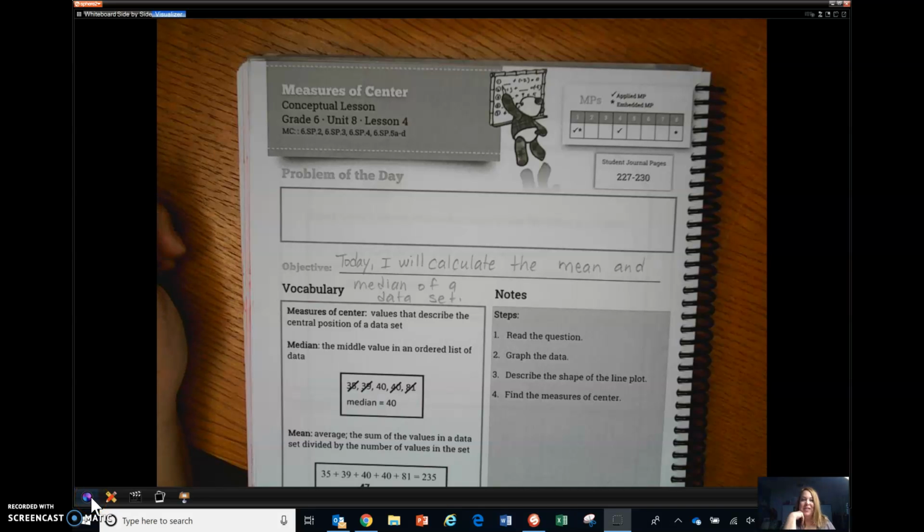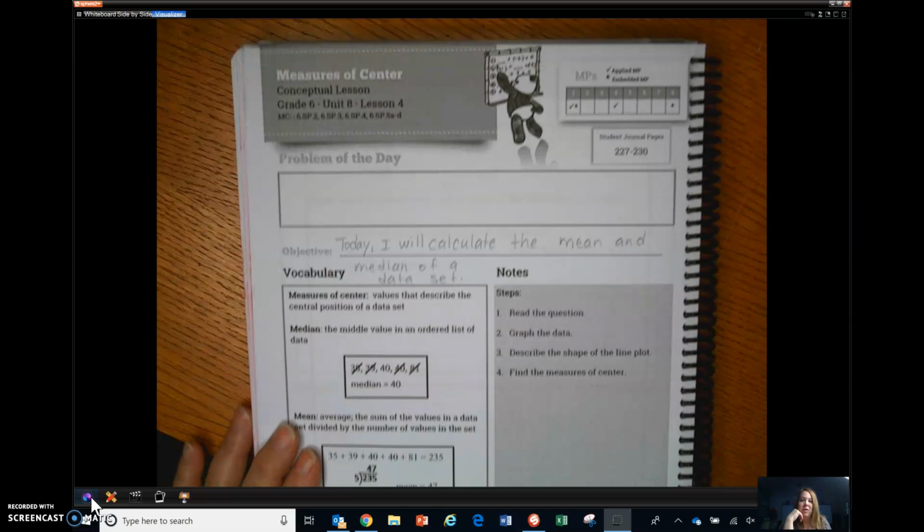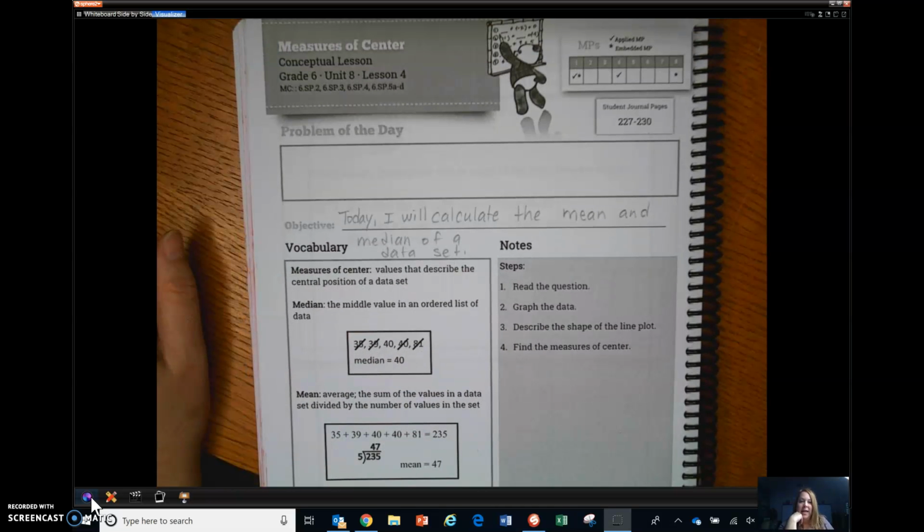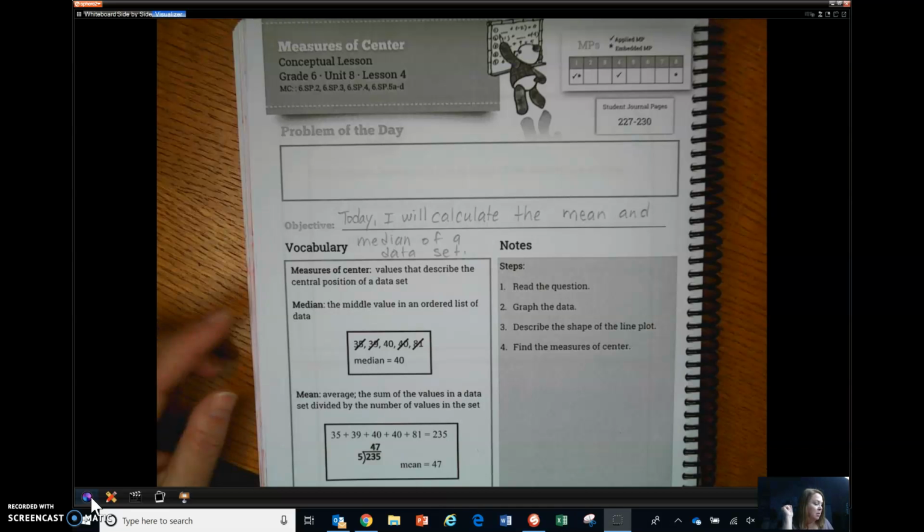Hi guys, today's lesson is Unit 8, Lesson 4, and we're still talking about statistics. Today the objective is I will calculate the mean and median of a data set. Basically it's the way we measure the middle of all those numbers we worked with yesterday. We're actually going to do yesterday's lesson again. We're just going to figure out the mean and median from those same problems.